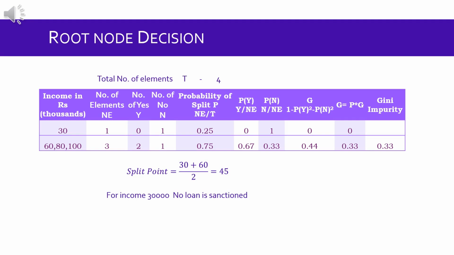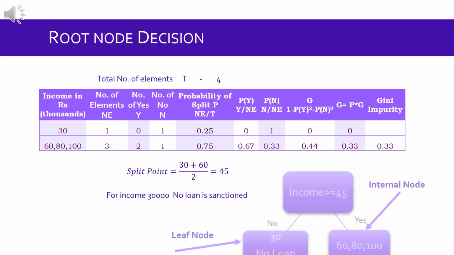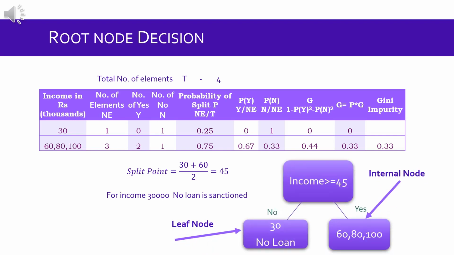Creation of the decision tree node containing the selected attribute and the split of the data set into subsets is shown in the figure. At the root node, the decision to be made is whether the income is greater than or equal to 45. Accordingly, it is split into subsets.